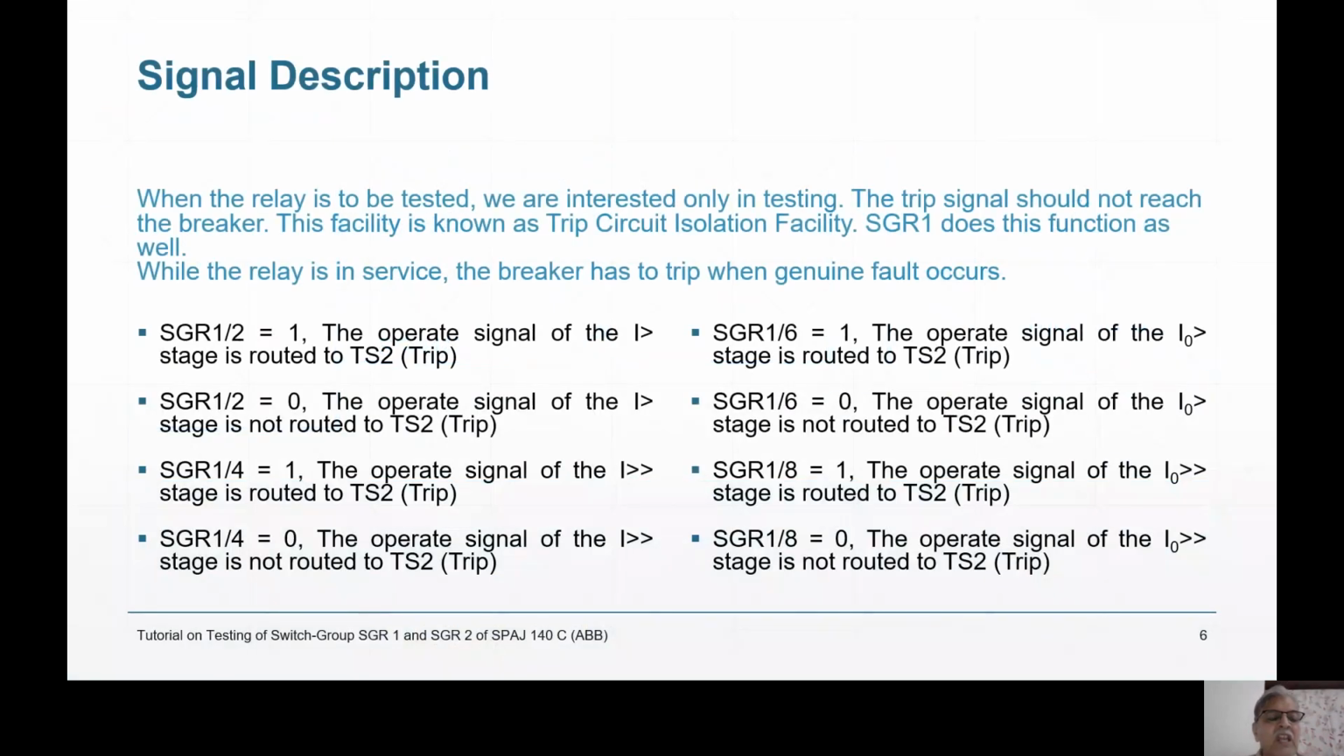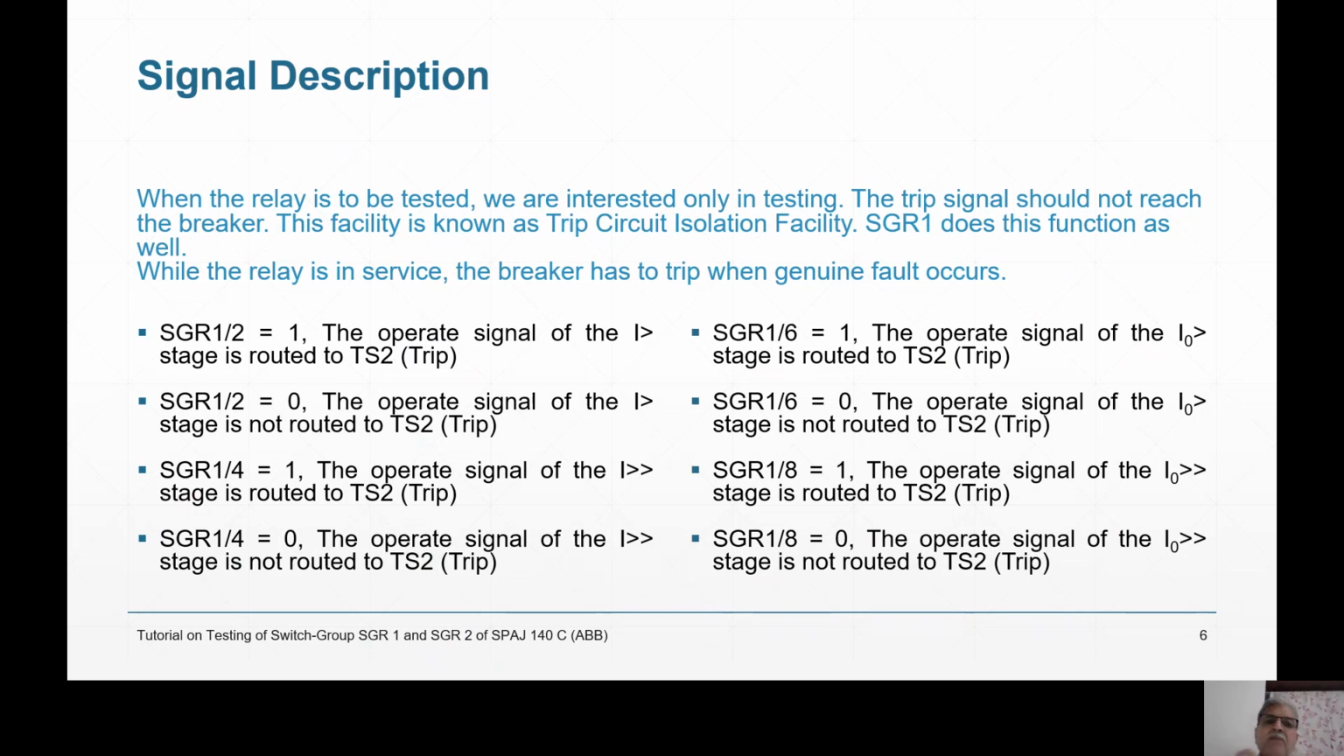So SGR1/2 is for operate. It is not for start now. It is for operate. When the relay operates, the signal is routed to TS2. TS2 is the main trip relay. That is, the main circuit breaker will trip if SGR1/2 is set.